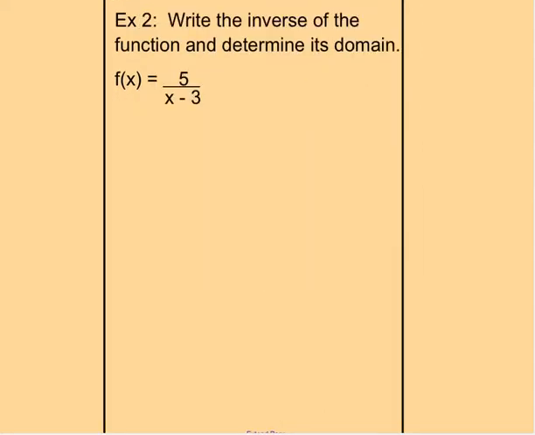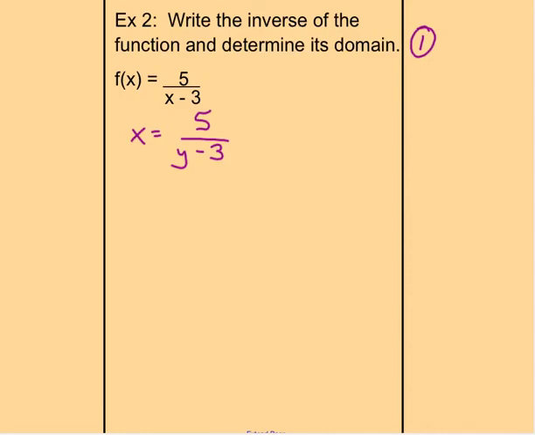Inverse of a rational function. Again, we're going to switch the x and the y, so we have x equals 5 over y minus 3. First step, I know I'm not doing steps anymore, but when we did this last time, this was probably the most challenging one we saw.